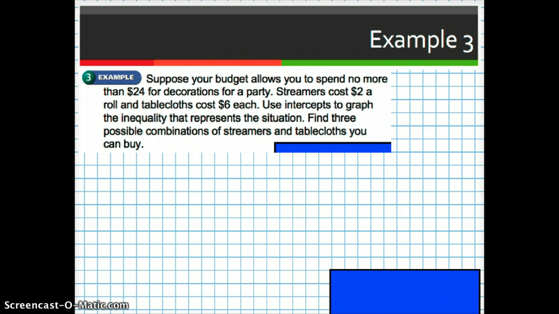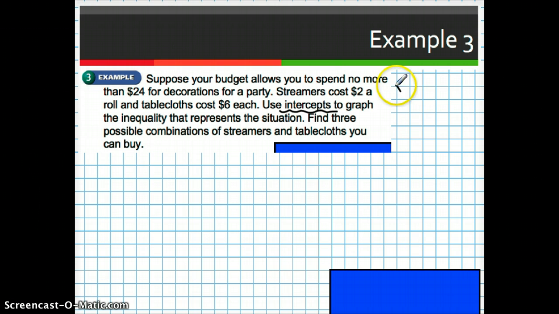Okay, here we go. Suppose your budget allows you to spend no more than $24 for decorations for a party. Streamers cost $2 a roll and tablecloths cost $6 each. I want you to use intercepts, the idea of the x and y intercept, to graph the inequality that represents the situation. And then I want you to find 3 possible combinations of streamers and tablecloths you could buy for this party. So first we need to figure out our variables.